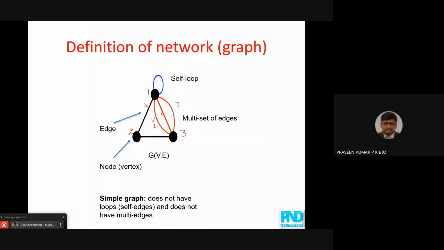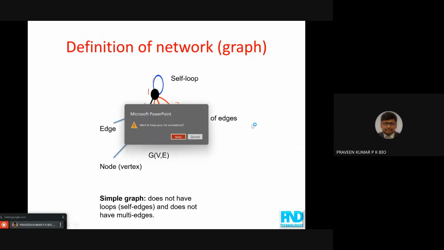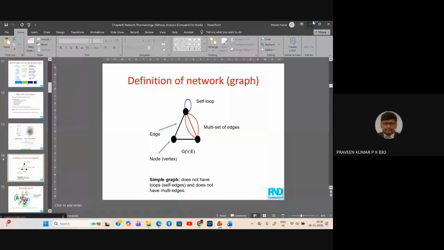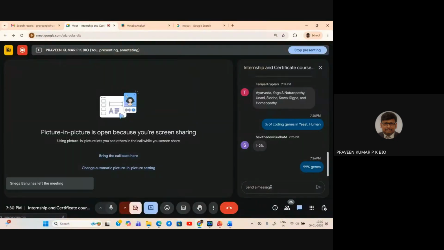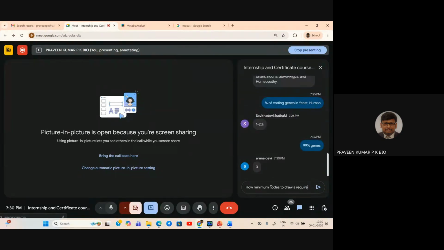Okay, this is something about the simple graph. And one more question to you. If I want to develop a network graph, how many minimum nodes should we have? If I want to develop a graph in the network, how many minimum nodes are required if I want to draw a graph? How many nodes? Yes, very good.